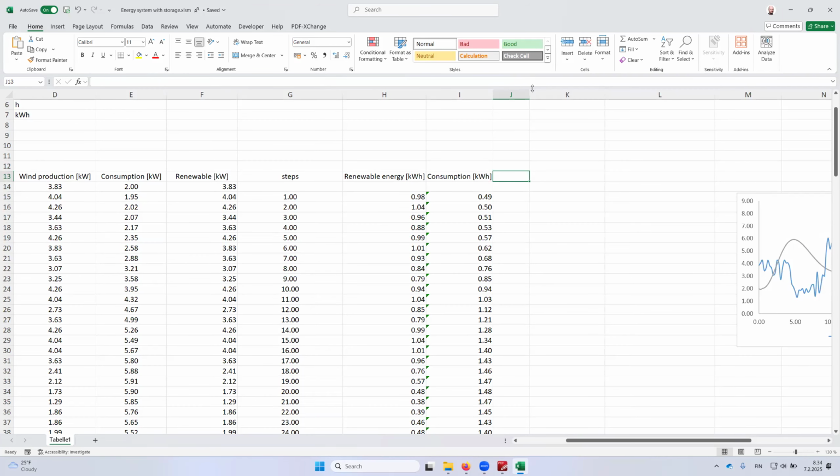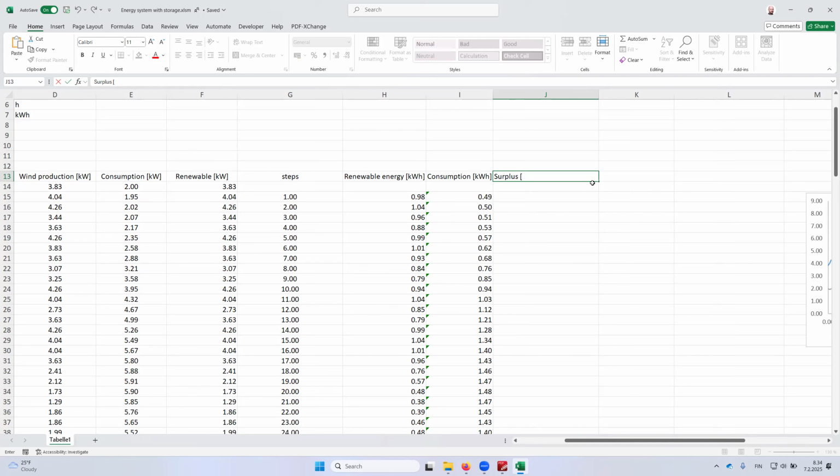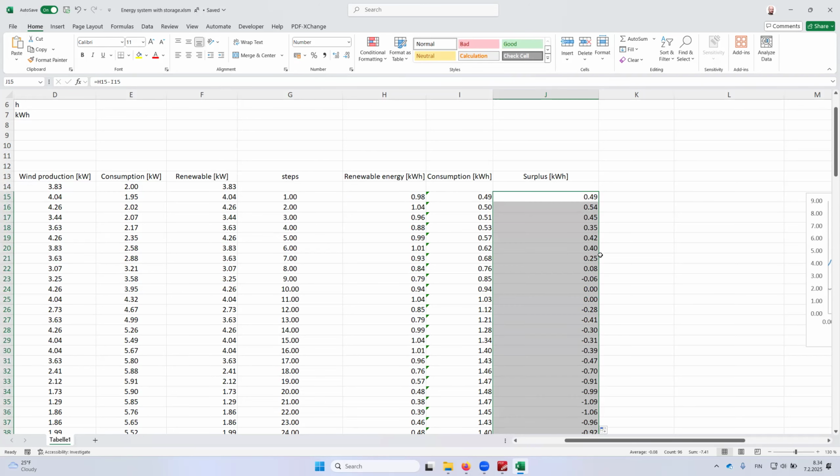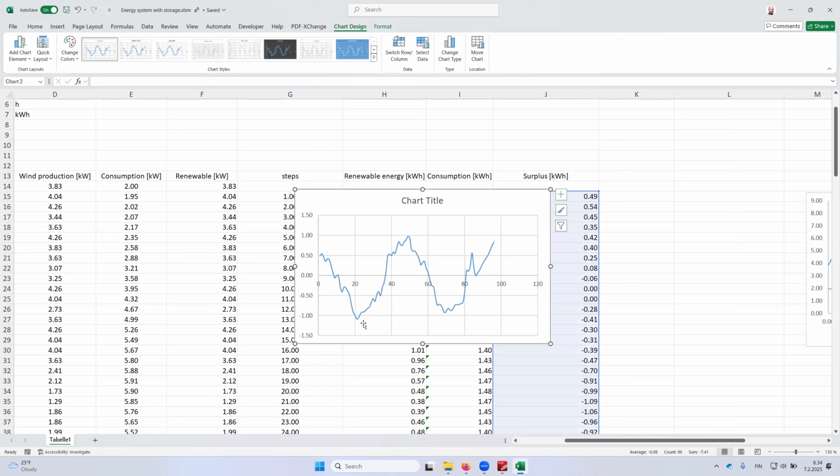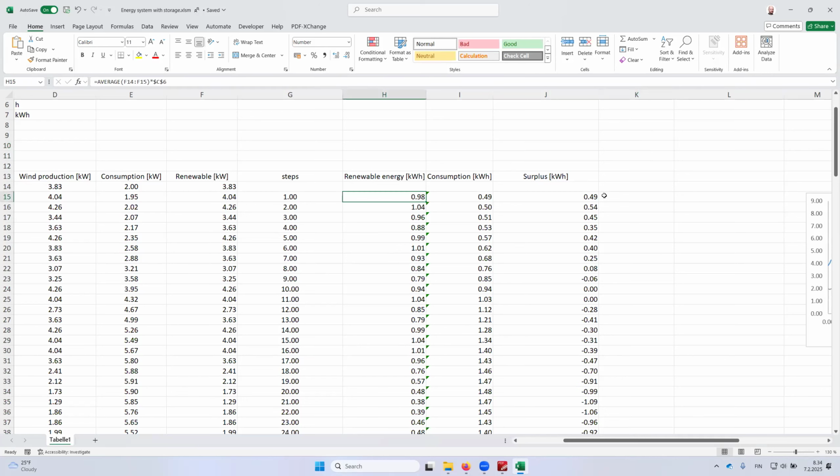So then we have the surplus. Now, rather than calculating the power surplus, we're going to calculate energy surplus. So surplus is going to be kilowatt hours. It's going to be consumption, or rather renewable energy minus this one. That's how much surplus is in there. And you can see that it goes below 0 if we draw it. So in here, we don't have surplus, rather we have demand of additional energy than just the renewable one.